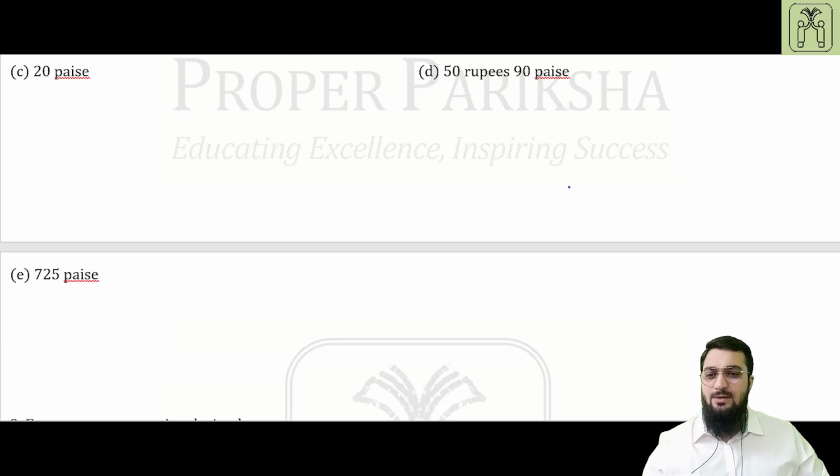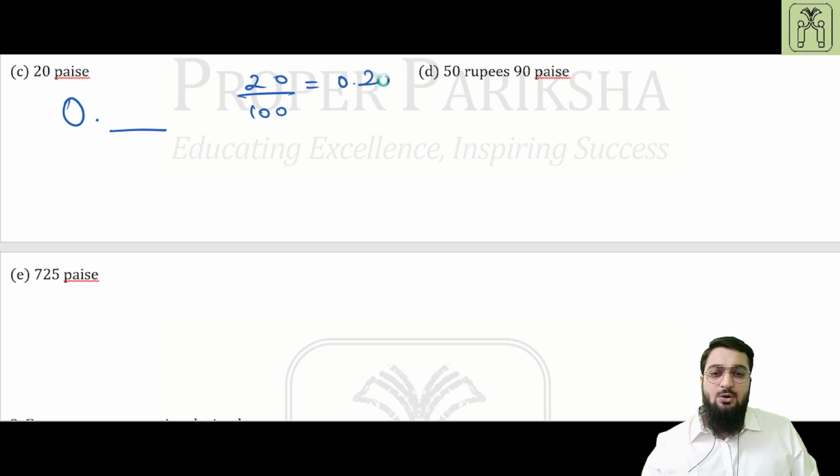Coming to question number 1 part C. So 20 paisa will be converted how? Big zero because no whole part is mentioned, decimal point and blank. So 20 upon 100 will be written as 0.20, or it can be written as 0.2. Therefore, the answer will be 0.20, or it can be written as 0.2.